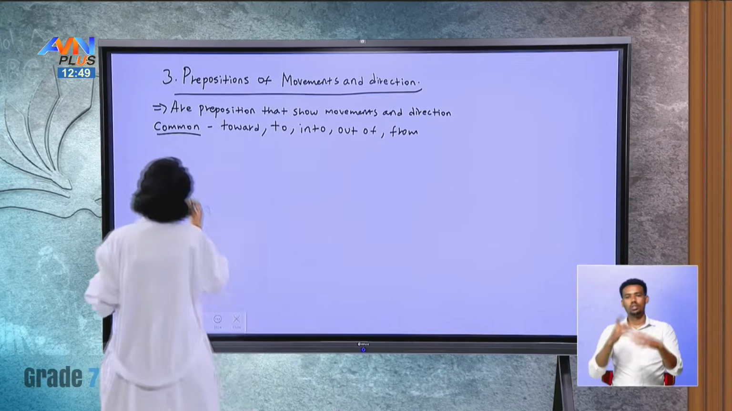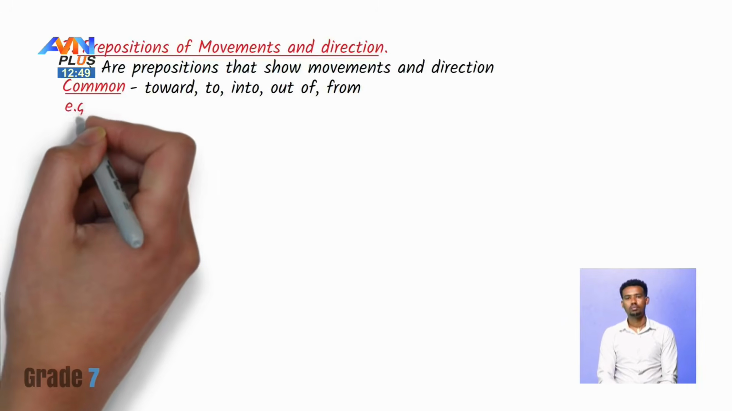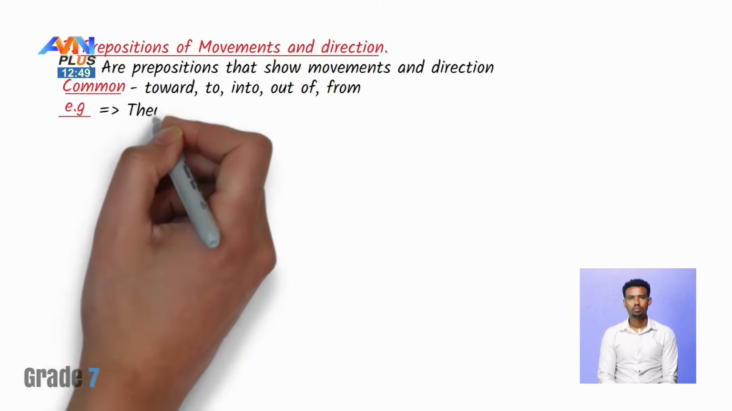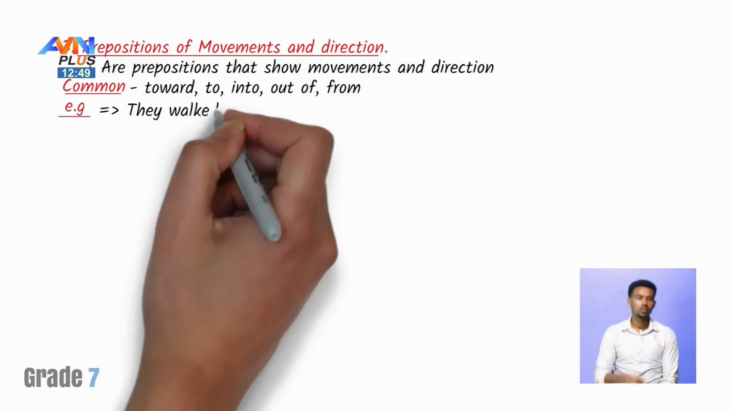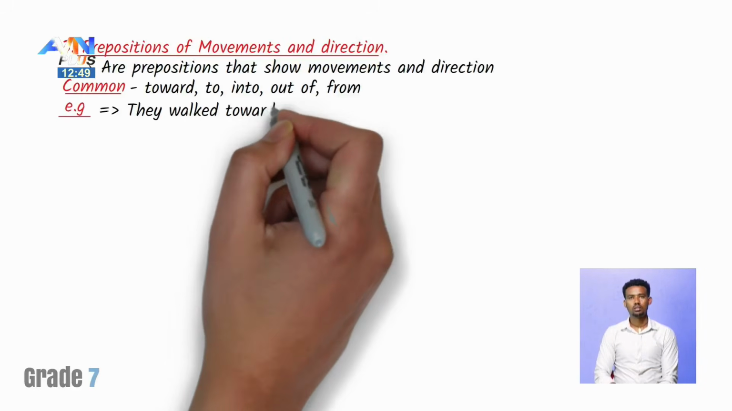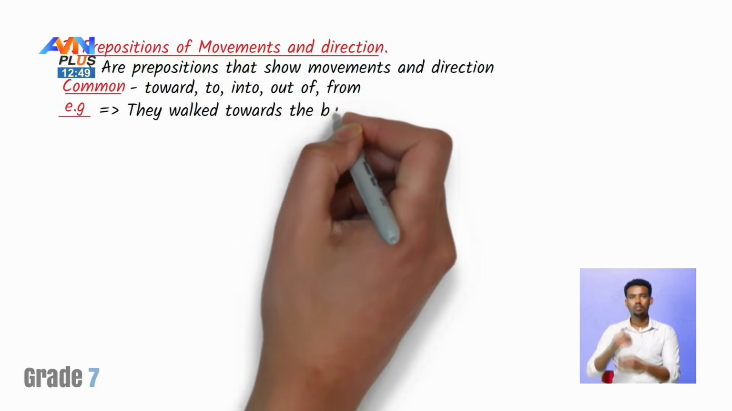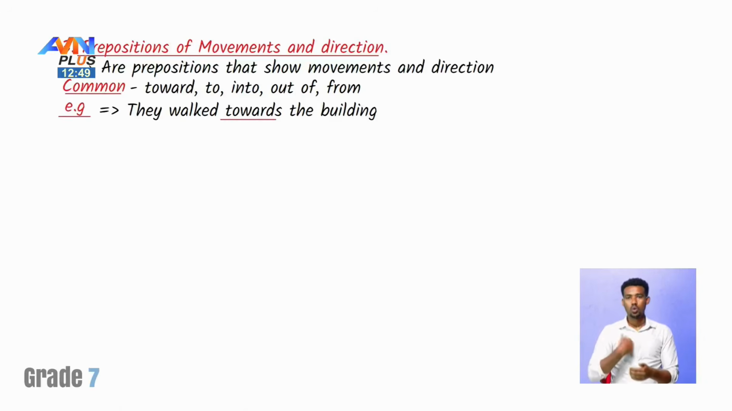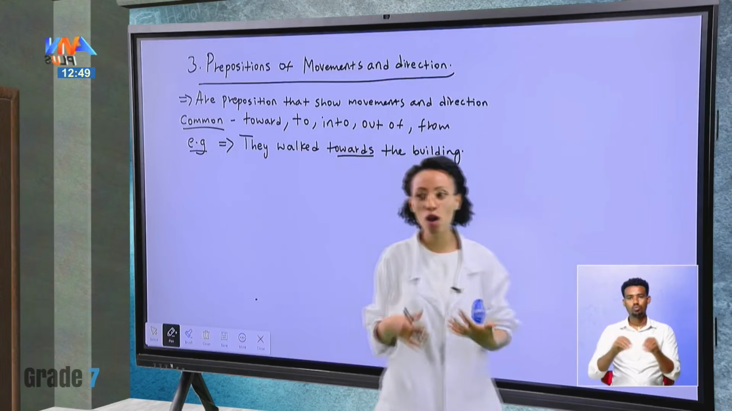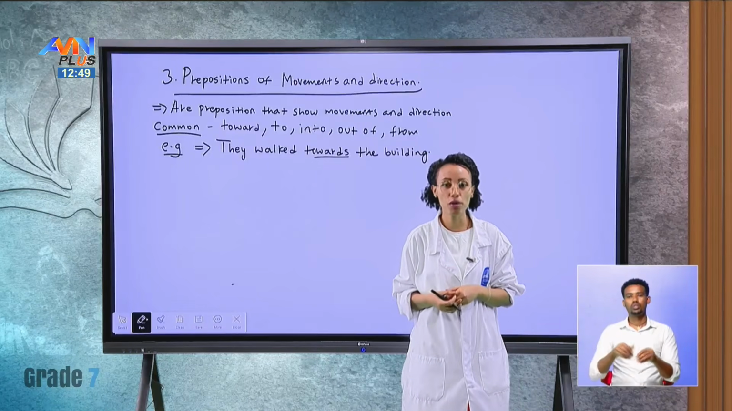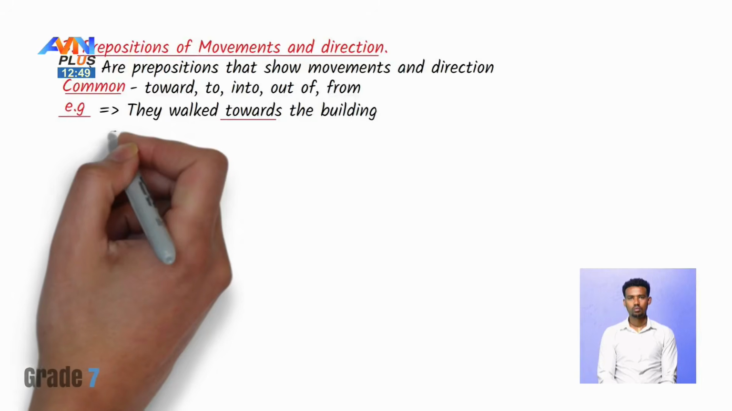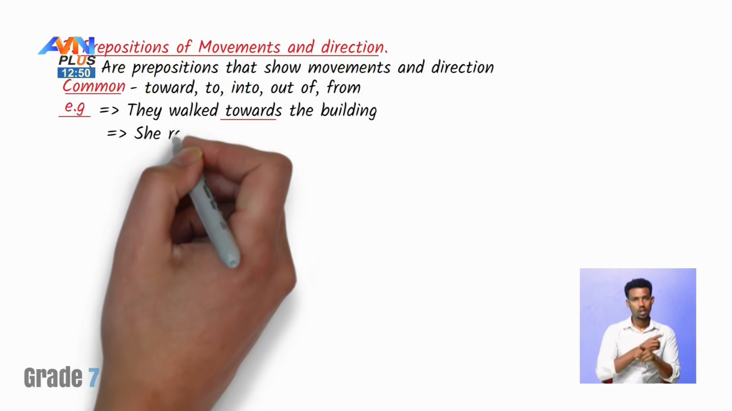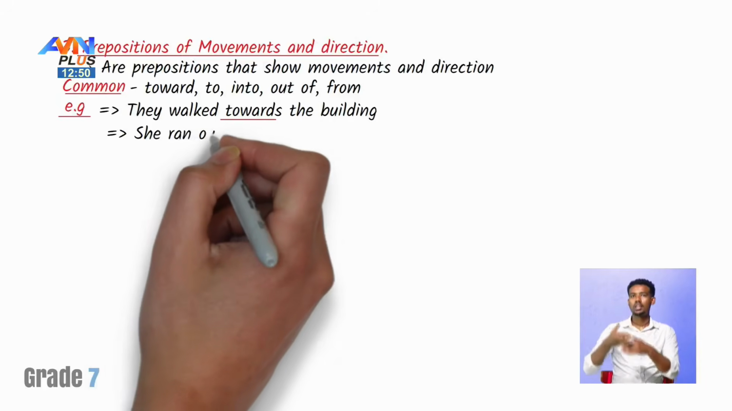So let's give an example. They walked towards the building. So we're showing what? Preposition of movement. These people are what? Moving, and that's what we're showing here. Not only movement, we're also showing what? Direction. What is that direction in this case? The building. Towards the building.